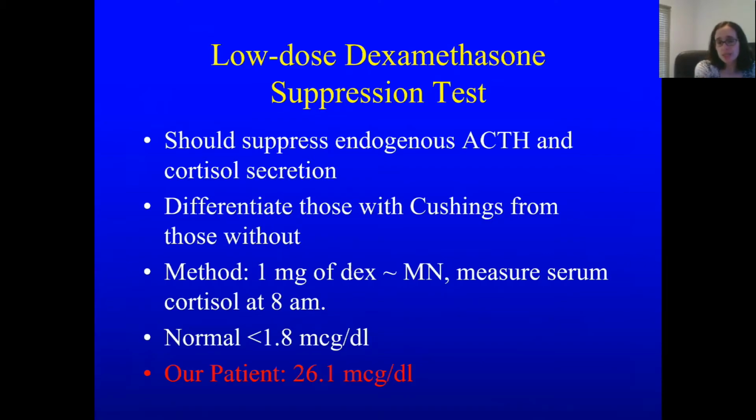So a normal level is less than 1.8. My patient had a cortisol level after DEX of 26.1, which is really high. I actually made her do it again because I didn't believe that she actually took the test. And she did it again and it was around the same. And she did take the dexamethasone.